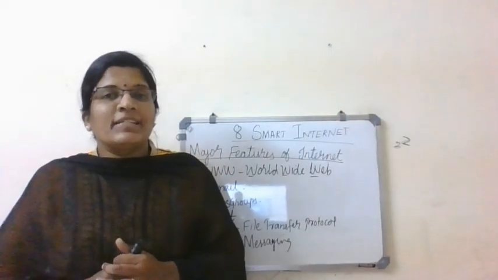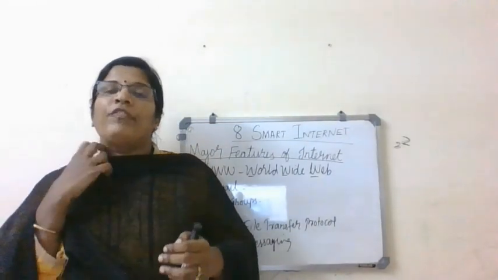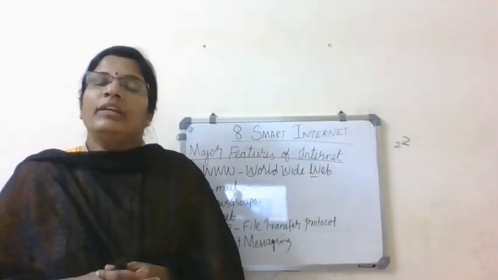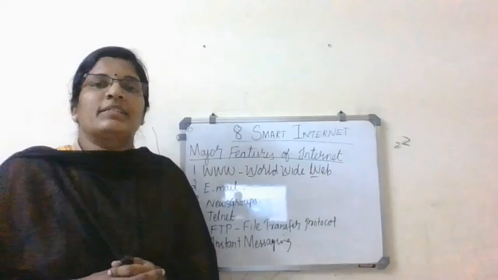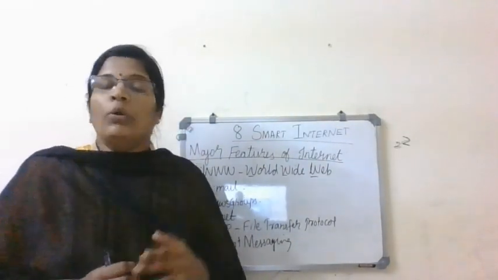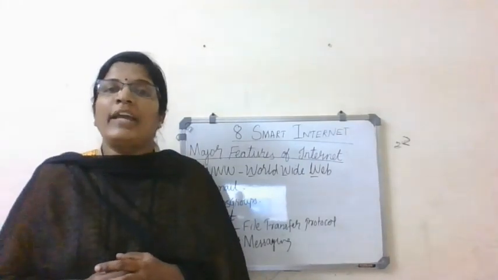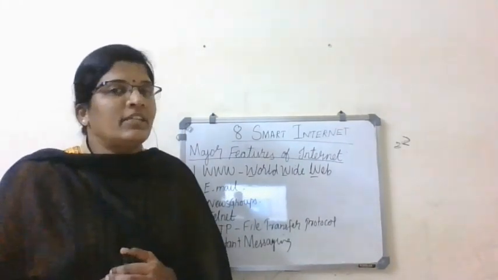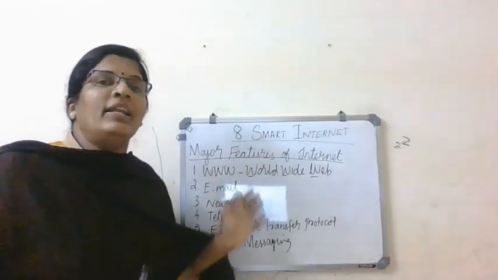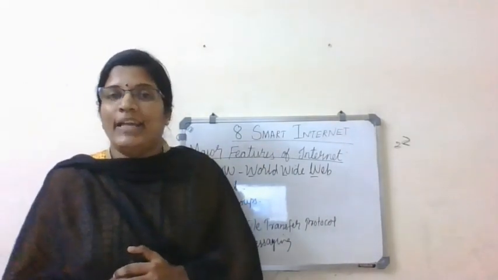Then the next one, instant messaging. So what is meant by instant messaging? WhatsApp, Facebook, Yahoo Messenger are examples of instant messaging. It's like a face-to-face conversation. Both persons have to be online. You can send a message, you can receive a reply, and again you can continue like that. So these are the few features I have given over here.